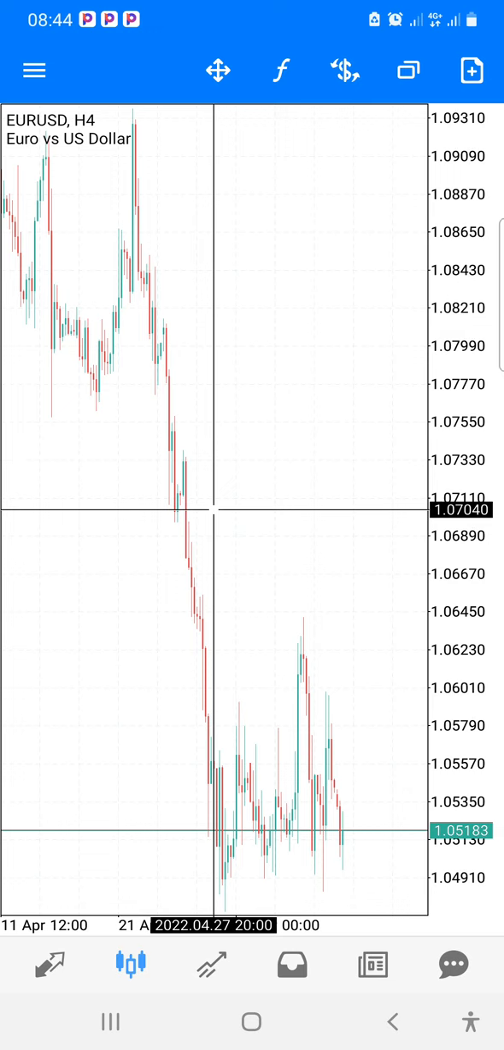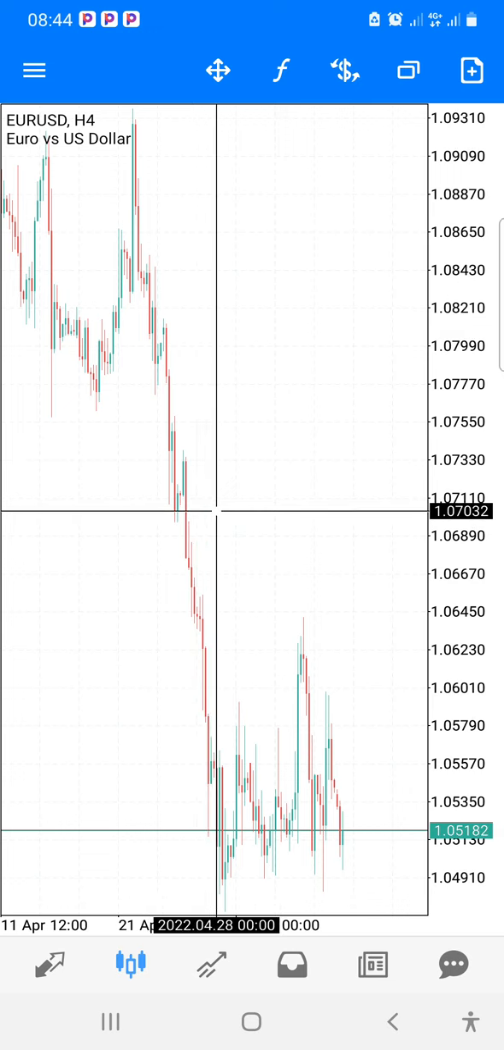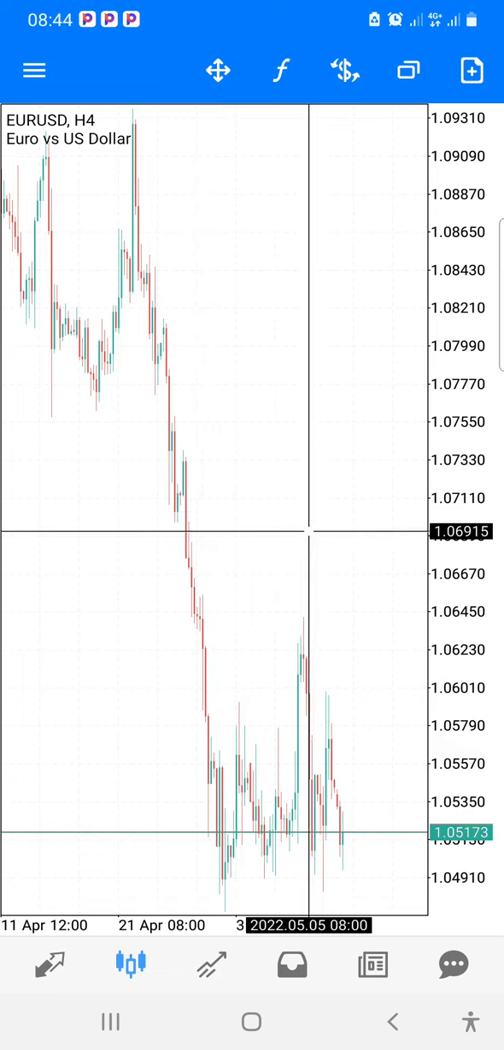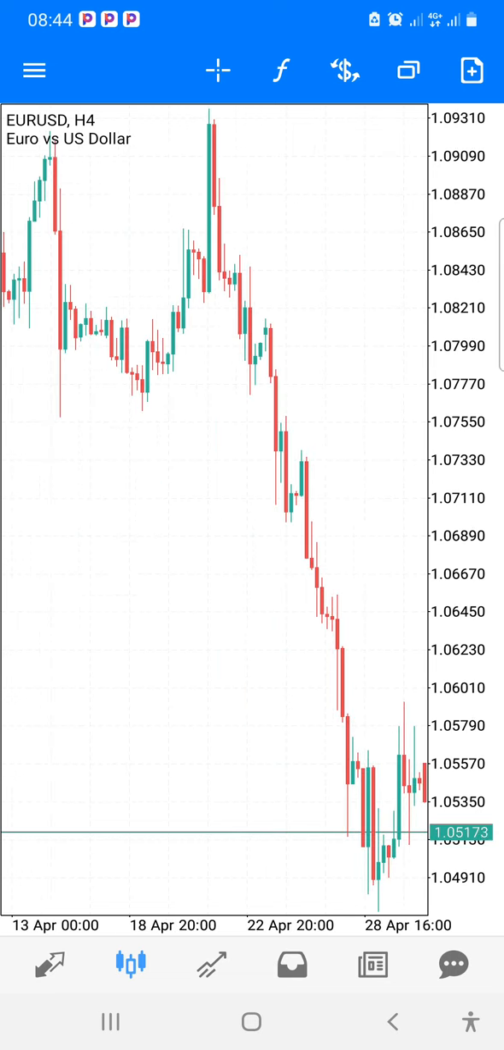You can see that just below here, there's the time, 2022 4/28, which is April 28, 2022. So you can trace the time. So that's that. Then coming.